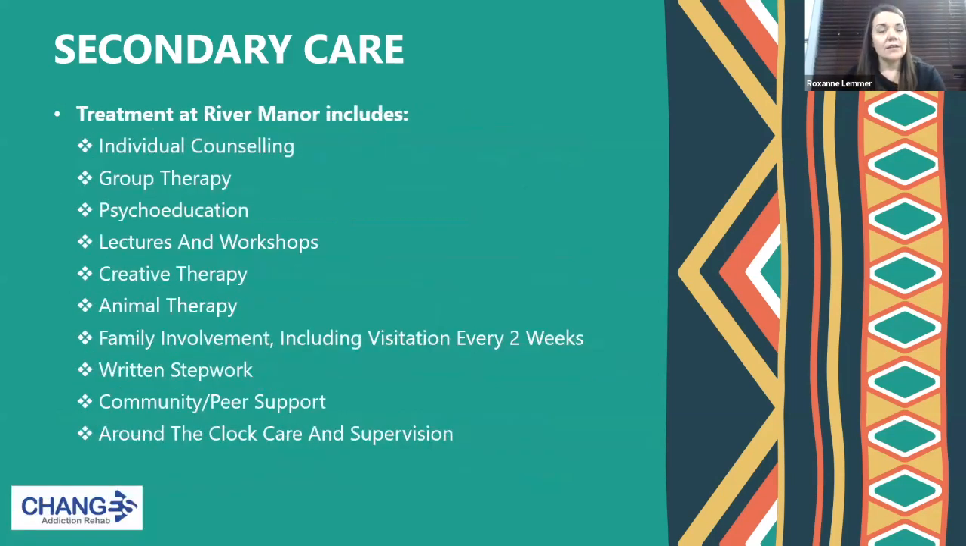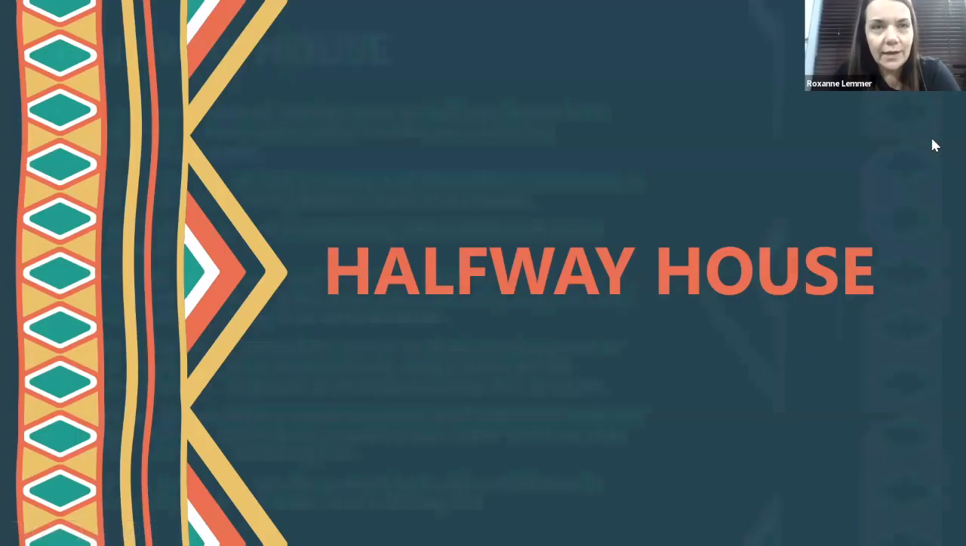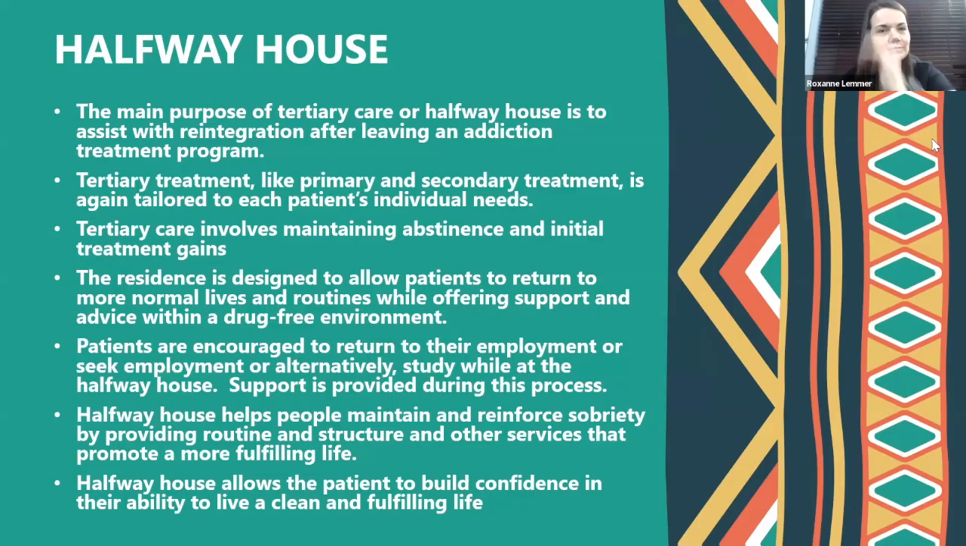Okay, so again, just a few points there, but it entails so much more. The treatment in a driven manner includes individual counseling, group therapy, psychoeducation, lectures and workshops, creative therapy, animal therapy, family involvement, including visitation every 2 weeks, written step work, community or peer support, and around-the-clock care and supervision. Next slide. Okay, the halfway house.